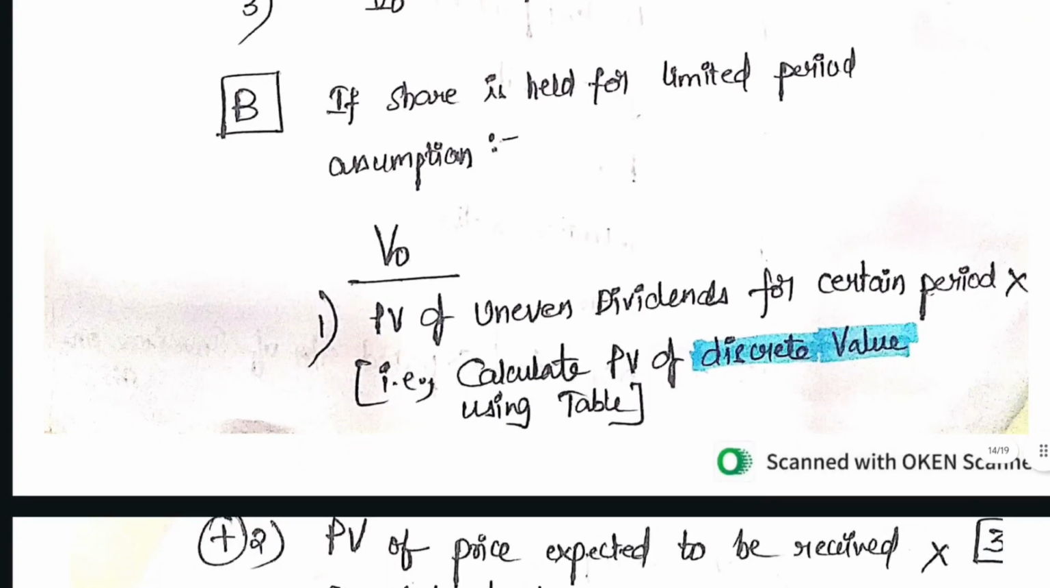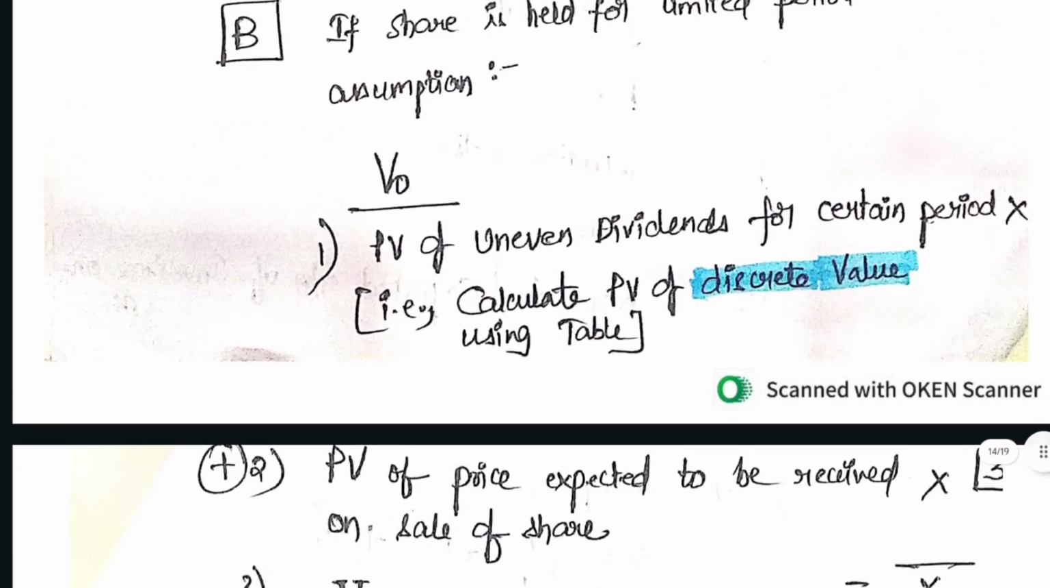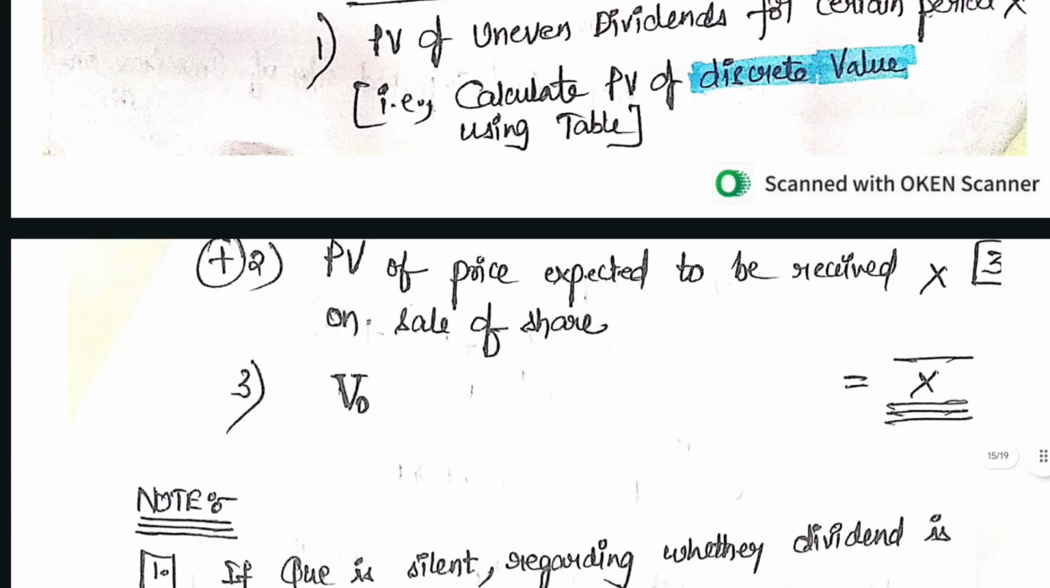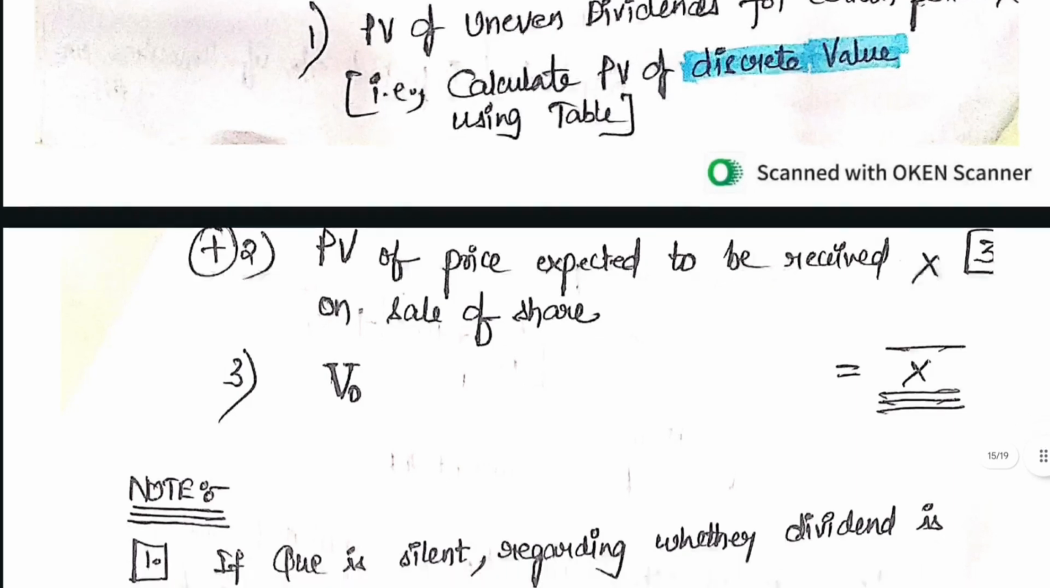If the share is held for a limited period, how to calculate V0? Value of the share equals present value of uneven dividends for a certain period, that is, calculate present value of discrete values using table. Add present value of the price expected to be received on sale of the share. We will get the value of the share V0.